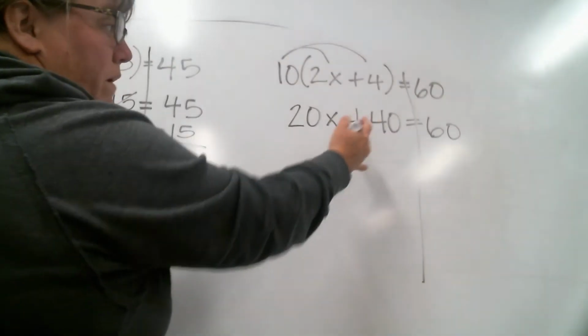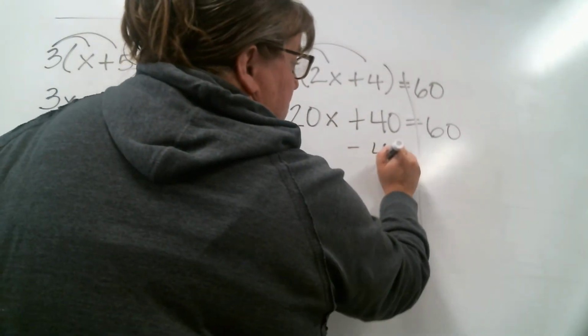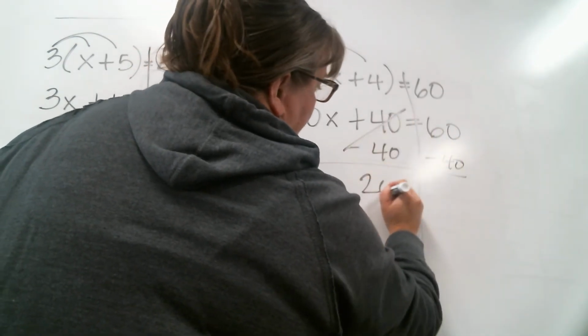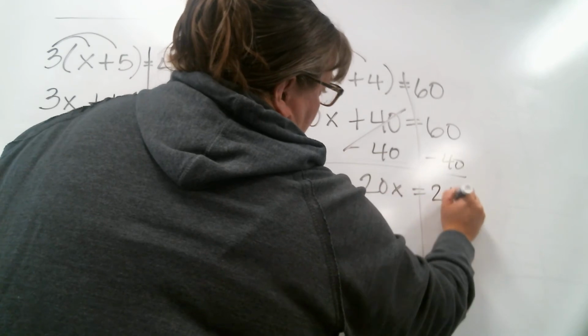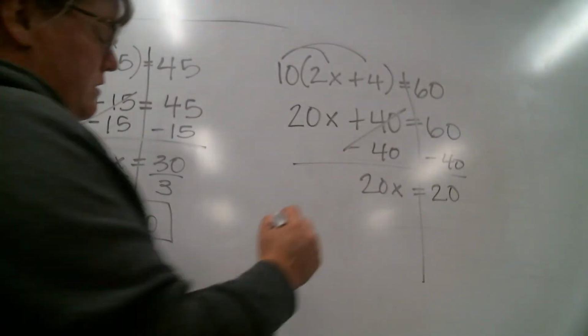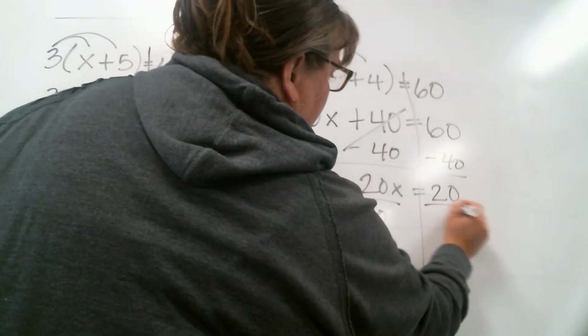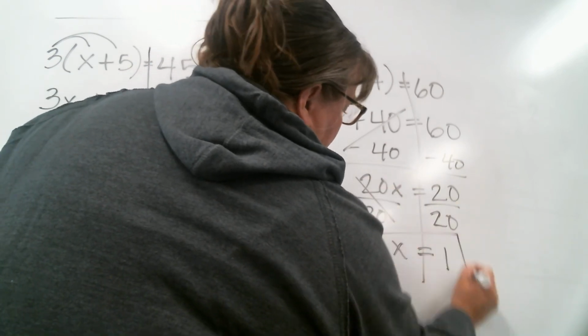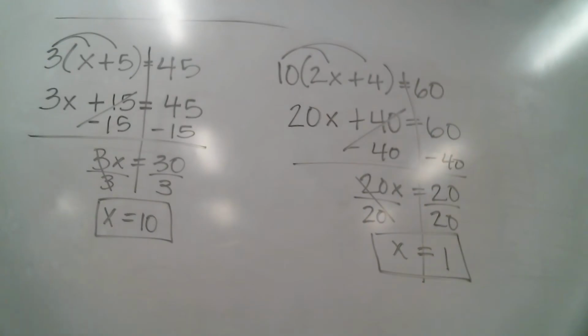So now we're ready to solve like normal. We're going to subtract 40, get 20x equals 20. So the final step would be to divide by 20 and end up with x equals 1. I'll move and let you get that copied down. We'll pause and then we'll do a couple more together.